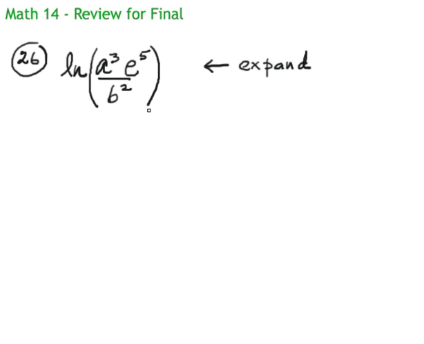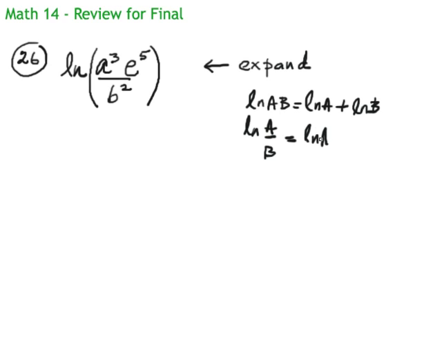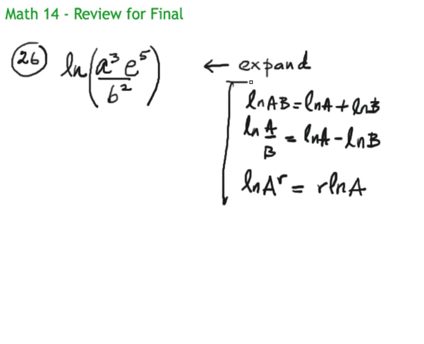In 26, we have a log expression, and the instructions are that we should expand. So we're going to use our basic log properties for expanding this. For example, ln AB is ln A plus ln B, and ln A over B is ln A minus ln B, and the last one, ln A to the exponent r, is r ln A. These we call log properties, and they're true for any base, log base anything.